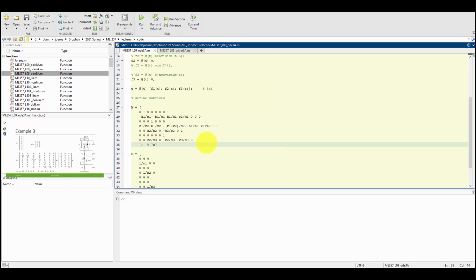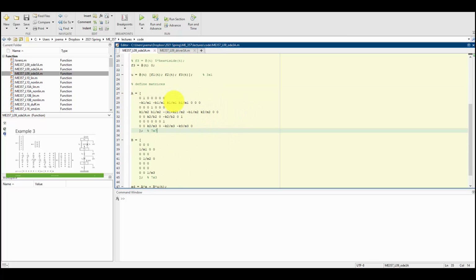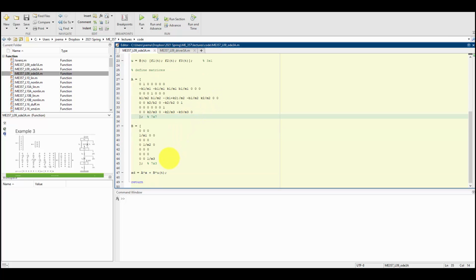Then I define my matrices as we found them before in the modeling step. So A is 7x7, depending on the K's, the M's, and the B's. And then the B matrix is 7x3 because I have 7 state variables and 3 inputs. So B is a matrix, it is not a vector. The size is important here.